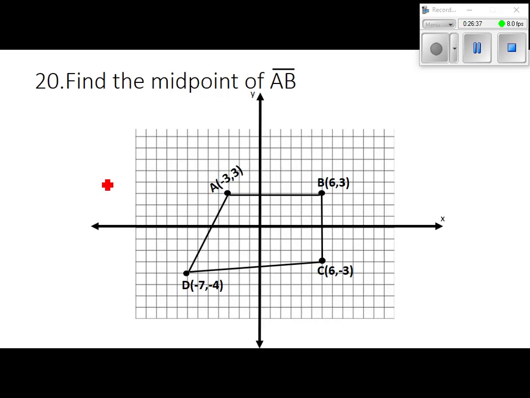Next one says find the midpoint. If we're finding the midpoint, then that probably means we're using the midpoint formula. Again, you add the x's, divide by 2, add the y's, divide by 2. And we're looking at segment AB. So we're using those two right there.